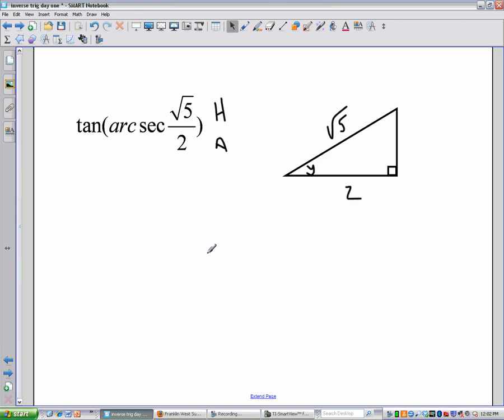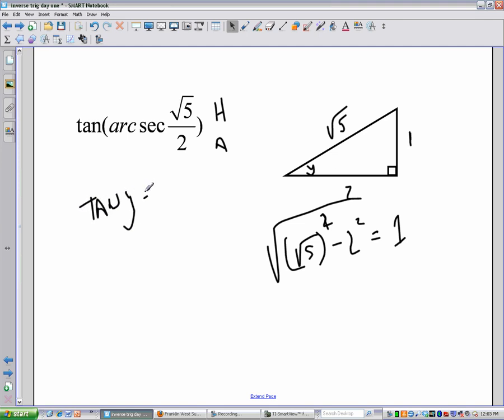So then I've got to figure out, well, what is that missing third side? So I would use the Pythagorean theorem. The square root of 5 squared minus 2 squared equals, square root of 5 squared is 5. 2 squared is 4. 5 minus 4 is 1. Square root of 1 is 1. Okay, so this side is 1. And now I can find the tangent of this angle. So tangent of y, that's my angle, is the opposite over the adjacent. It's a half. Ta-da!